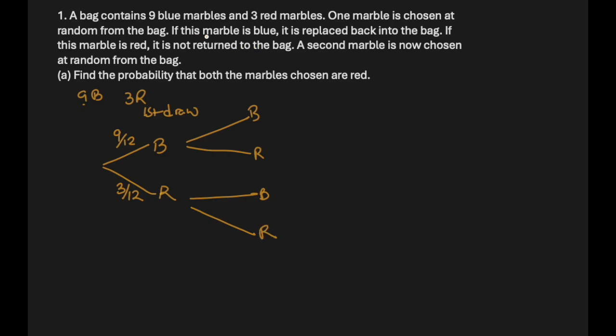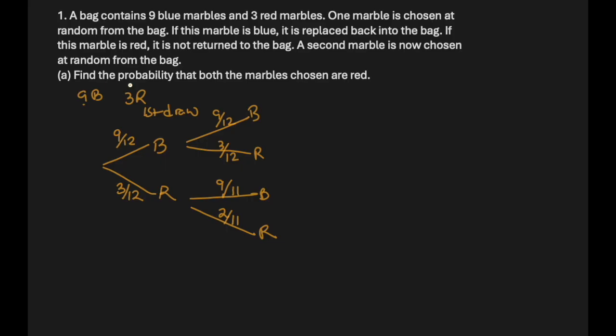Now they've said that if the marble is blue, it is replaced. So blue will go back, so it will still remain 9 out of 12, and this will still remain 3 out of 12. But if it was a red, it is not returned to the bag. That means this one is red, so blue will stay the same because the first one was red, so it will remain 9 but out of 11 now, because the first one was red, it was not replaced, so the total number of marbles now is 11. And obviously this will be 2 out of 11 because one red is out, so only 2 reds are remaining. 2 out of 11 will be the probability of red.